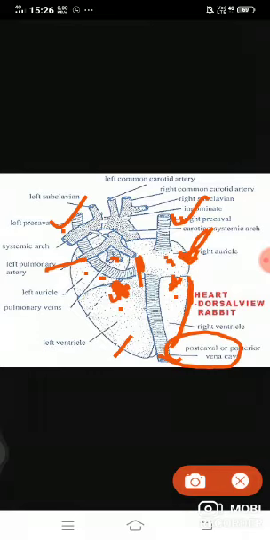The left auricle receives oxygenated blood from the pulmonary veins, from the lungs.